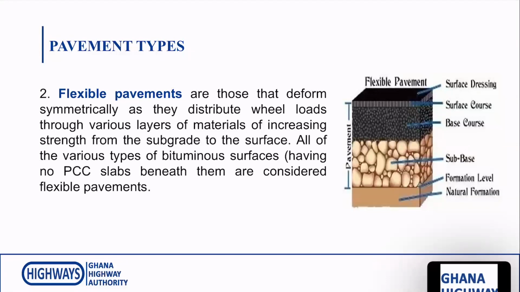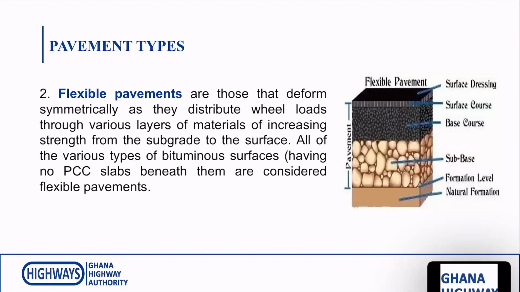Unbound or aggregate surface roads, which are gravel roads, can perform very satisfactorily for low volume. They consist of one or more unbound gravel layers, including the surface. It is good to undertake routine maintenance in order to preserve them, and they are sometimes referred to as unpaved.